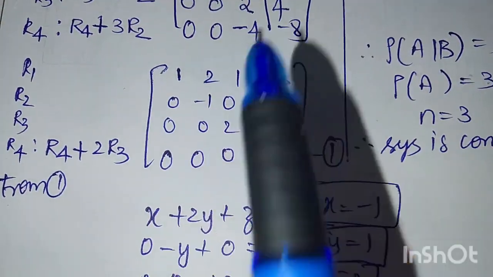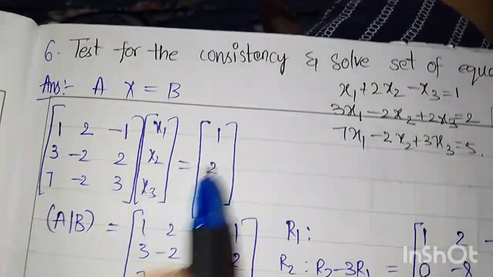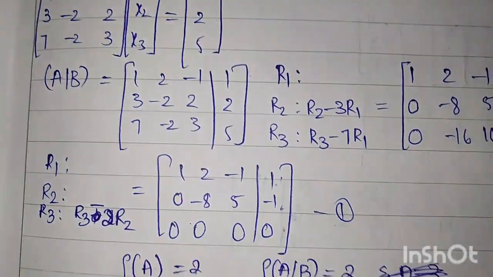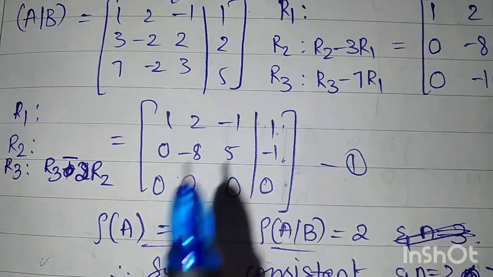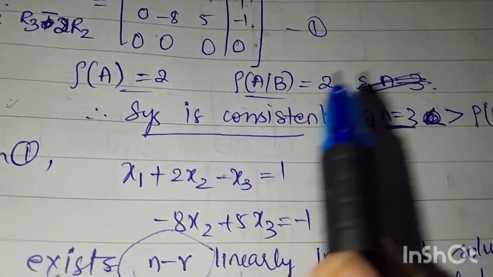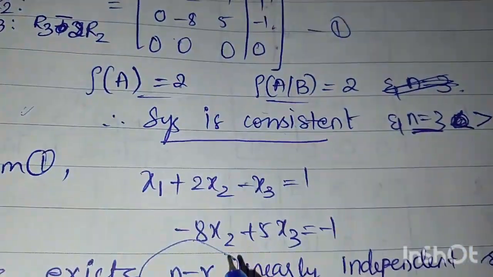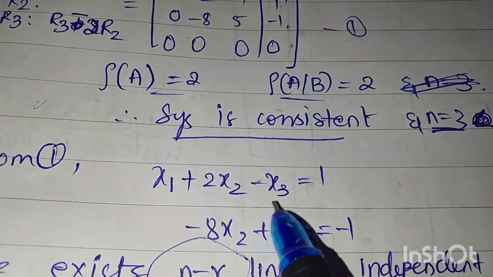So see this question. Here, rank of [A|B] is 2, rank of A is also 2. That means the system is consistent. And when it comes to n, we have 3: x1, x2, x3. So it is consistent, but it is having infinite number of solutions, right? So using this, we'll write these equations.